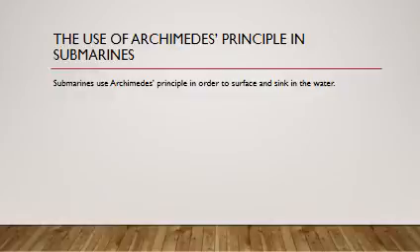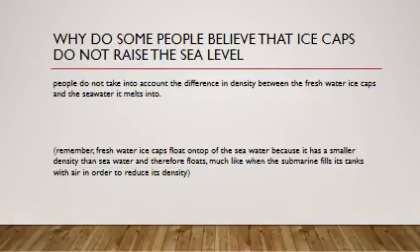Now, submarines use Archimedes' principle in order to surface and dive underwater. So, when a submarine wants to surface from underneath the water, it fills tanks with air. Because air has a lower density than water, the overall density of the submarine becomes less than the seawater surrounding it, and it uses the buoyant force to rise. And the reverse happens when it wants to sink. The submarine releases air from the tanks, and this increases the density of the submarine. The water it displaces weighs less than the submarine itself, and therefore it sinks, as there is not enough buoyant force to keep it up.